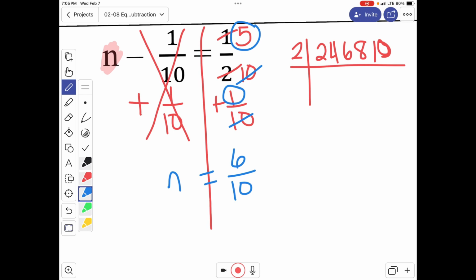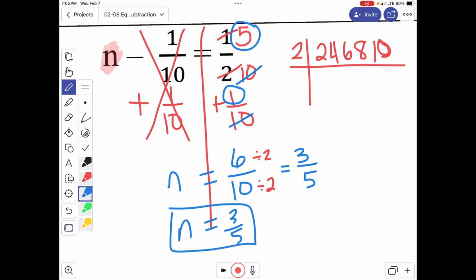But this needs to be simplified. Your answer always needs to be in simplest form. 6 and 10 are both even numbers, so they can be divided by 2. 6 divided by 2 is 3, and 10 divided by 2 is 5. So n equals 3/5.